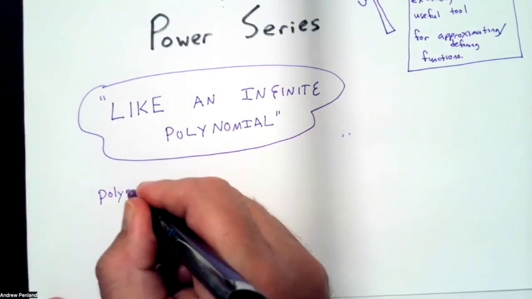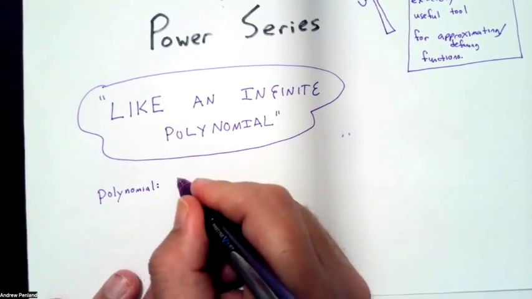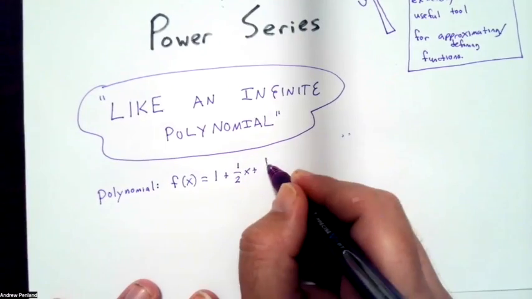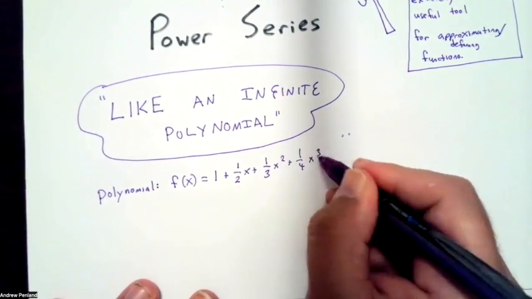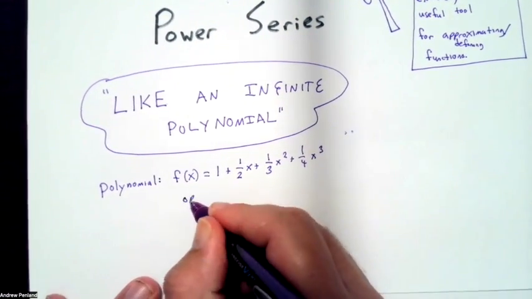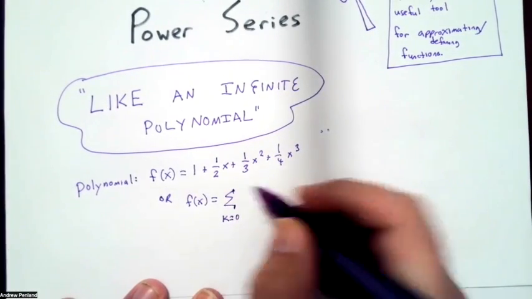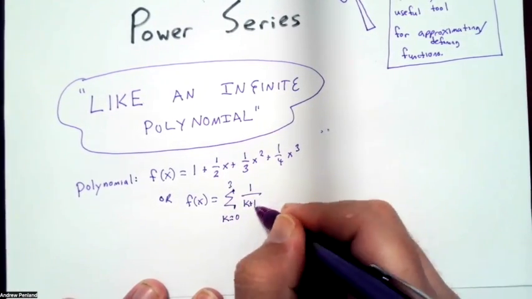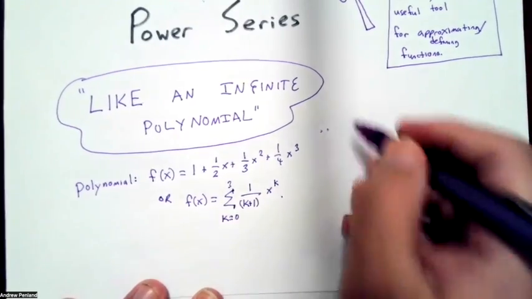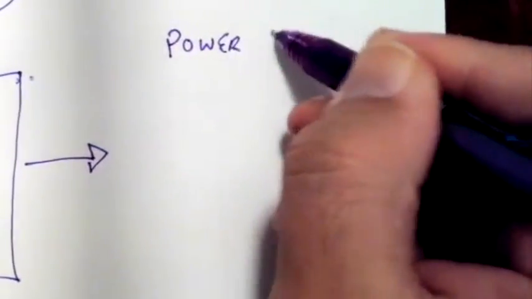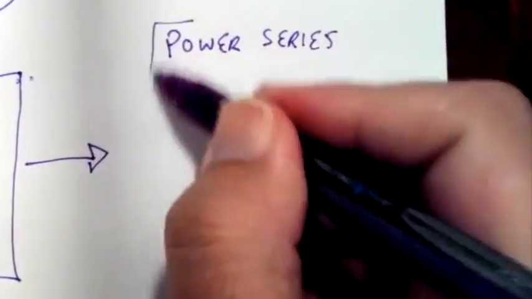So if we were writing out the terms of a polynomial f of x, we could write 1 plus 1/2 x plus 1/3 x squared plus 1/4 x cubed. Or we could use summation notation and rewrite this as f of x is equal to the sum from k equals 0 to 3 of 1 over k plus 1 times x to the k.